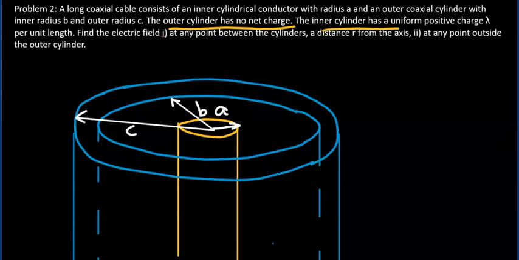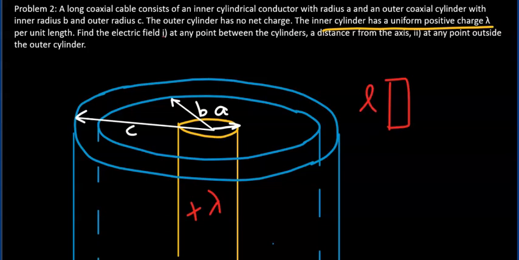The inner cylinder has a uniform positive charge lambda per unit length. So that's this central inner cylindrical conductor. So we shall simply write the charge per unit length as plus lambda. What that plus lambda means is, within a length, let's say L, of that middle cylinder, there should be an amount of charge equivalent to lambda times L in the unit of Coulomb. That's what it means.